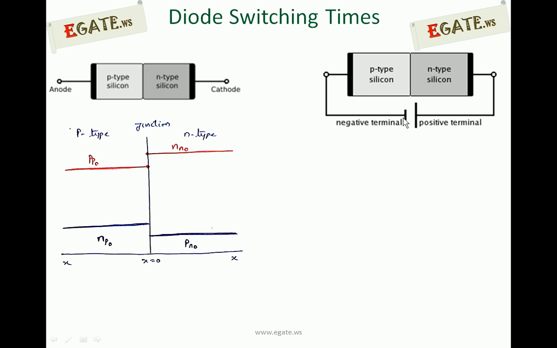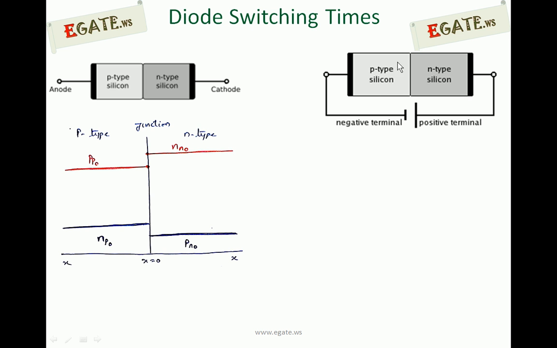I think you have observed. Since they are not crossing the junction, they are not forming a closed loop, so majority carriers don't contribute to the current under reverse bias. Now what happens to minority carriers?